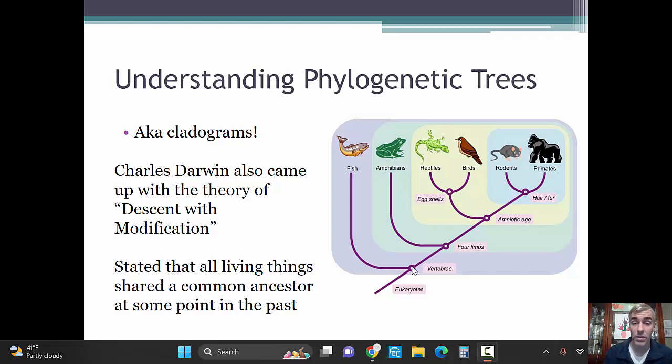You can see all of those things, fish, amphibians, reptiles, birds, rodents, primates, are all eukaryotes. So eukaryotes evolved earlier on, because everything above that point is a eukaryote. But notice, they're all vertebrates too, I'm sorry. So they're also all vertebrates, fish, amphibians, reptiles, birds, and rodents. But once four limbs evolved, notice fish aren't there anymore. They're not part of that, but everything after that point had four limbs. And then we have the amniotic egg is the next thing that evolved, because amphibians don't have that.